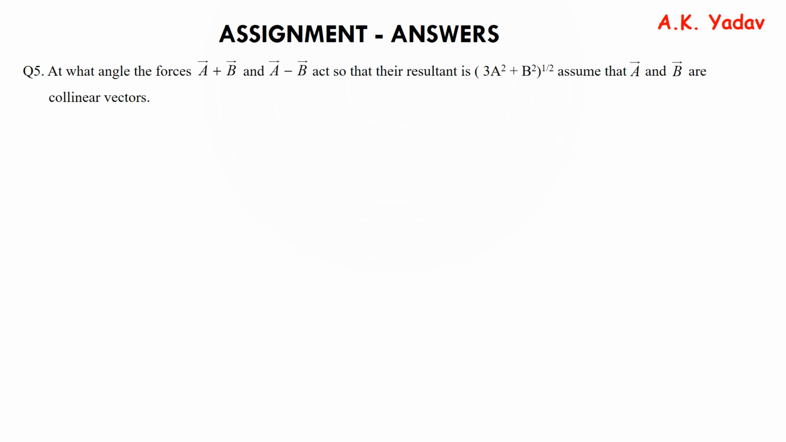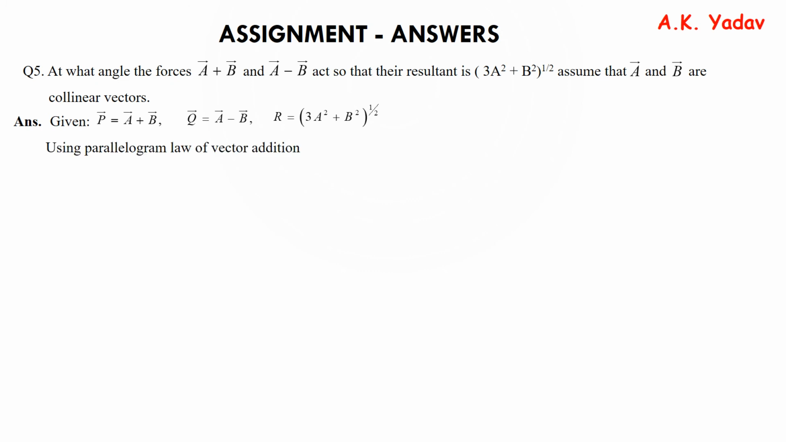At what angle do the forces A plus B and A minus B act so that their resultant is √(3A² + B²)? Assume that A and B are collinear. Let us suppose P is equal to A plus B, Q is equal to A minus B, and R is equal to (3A² + B²)^(1/2). Using the parallelogram law, we know R² is equal to P² plus Q² plus 2PQ cos θ.